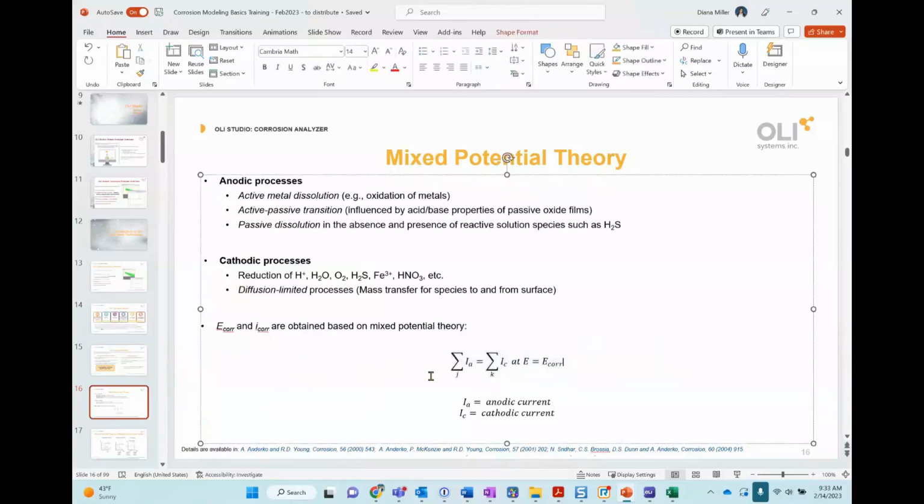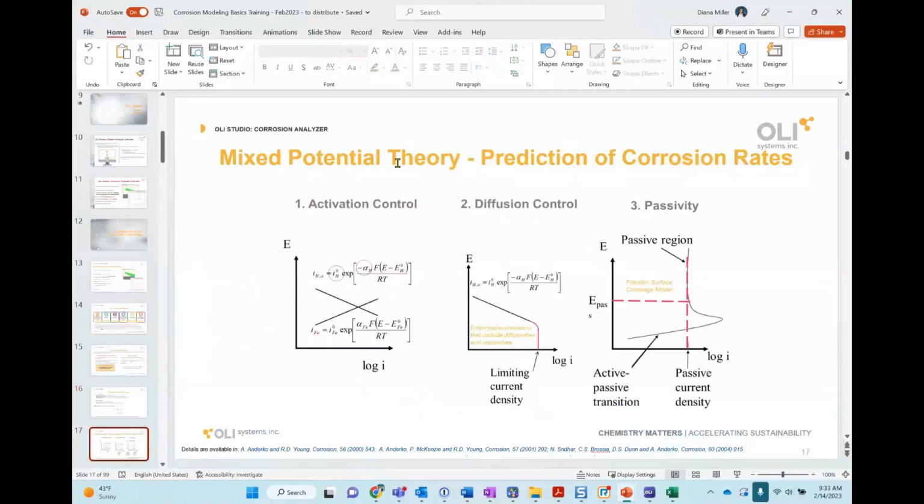And I know this sounds a little bit probably esoteric at the moment, but this will make sense later when we are using the software. This corrosion potential then is the theoretical value that we calculate, and we back calculate to obtain the corrosion rate. This is the mixed potential theory put in practice, or visually what's going on.